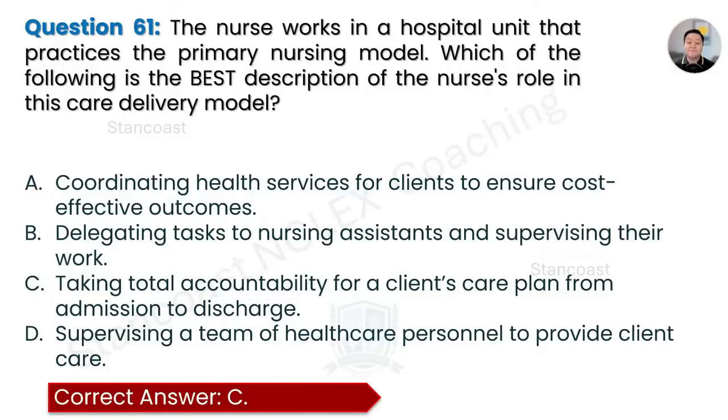Primary nursing emphasizes continuity of care, where one nurse assumes full accountability for developing and also implementing the client's care plan throughout the hospital stay. And this is a type of model that can ensure a personalized approach and also bring a strong nurse-client relationship. So you have to pay attention to keywords like accountability, care plan from admission to discharge, which are hallmarks of primary nursing. So in this type of question, you eliminate choices that describe other care models like case management, functional, or team nursing.